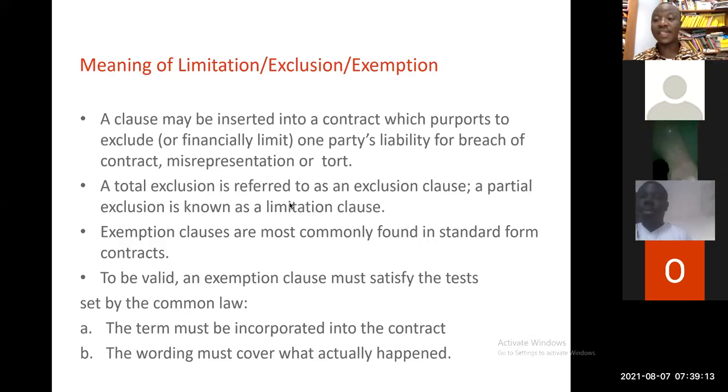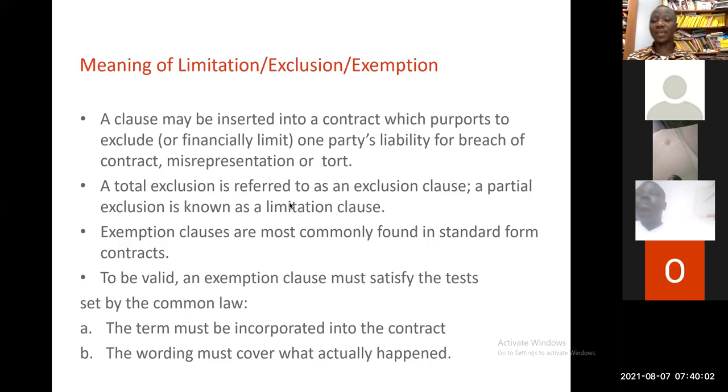For that matter, the common law sets a very stringent test which must be met before such a clause will be considered valid. Before an exclusion or exemption clause can be considered valid, first and foremost, there must be evidence that it was incorporated into the contract. Being incorporated means that it actually formed part of the contract and was not just outside the contract. Secondly, even if it is demonstrated that it formed part of the contract, the second requirement is that the wording of the exemption clause must cover exactly what happened.